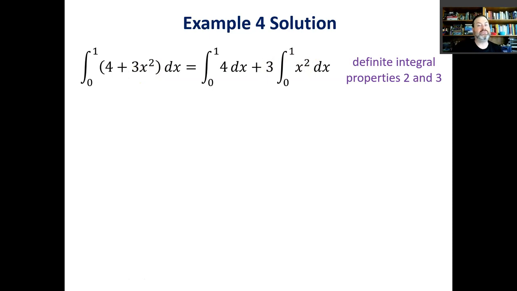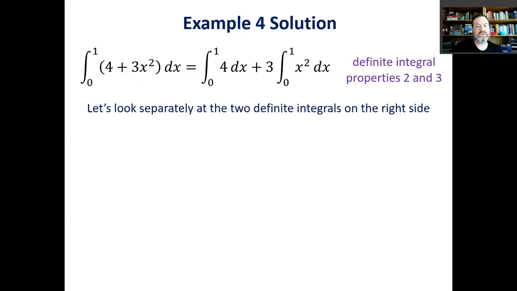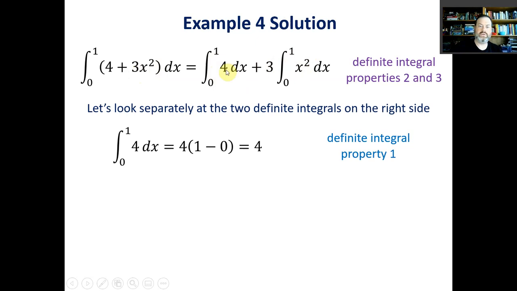Now we need to have different ways of solving problems. So we're going to look separately at the two definite integrals on the right side. We're going to look at this one first. This one, we're just using definite integral property number 1. This is a function y equals 4. This is a horizontal line. So we're just finding the area of the rectangle bounded by y equals 4, x equals 0, x equals 1, and y equals 0. That's a rectangle. Here's the base, b minus a. Here's the height, which we were calling c in the property list. Well, that's just 4. So the area of this is just 4. Okay, that's pretty good.